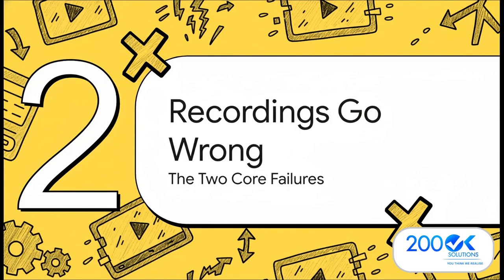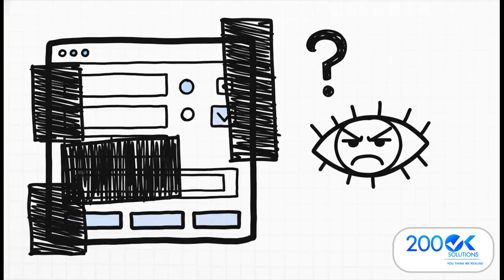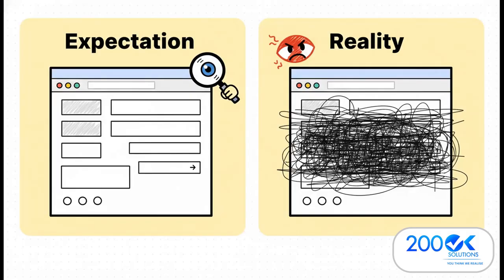So, part 2, recordings go wrong. The whole breakdown really boiled down to two massive failures in the session recordings, the very feature they were paying for. So the first problem was all about privacy, but too much of it. Hotjar's default settings started masking things so aggressively that it hid the very user interactions the team needed to see. Imagine trying to figure out how people are using a form when all you can see are a bunch of blurry boxes. It's useless.